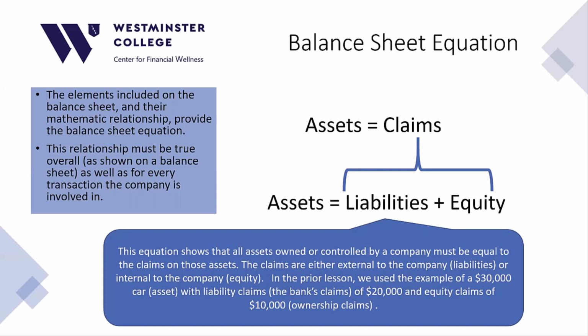If you remember in the prior lesson, we did the example where there was a car that was an asset and the owner had liability claims against it from the bank of 20 and equity claims of their own, because he gave his own cash, of 10.